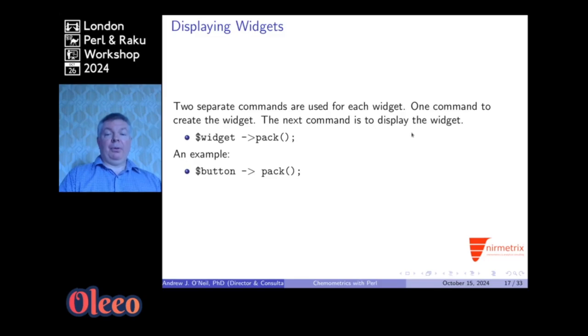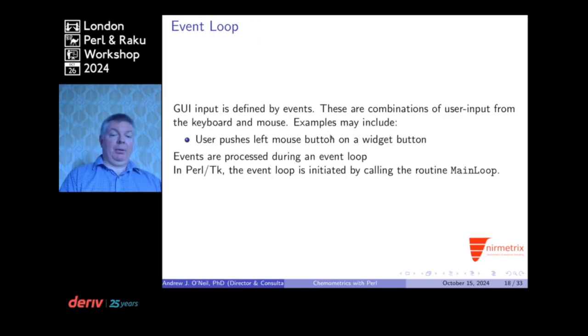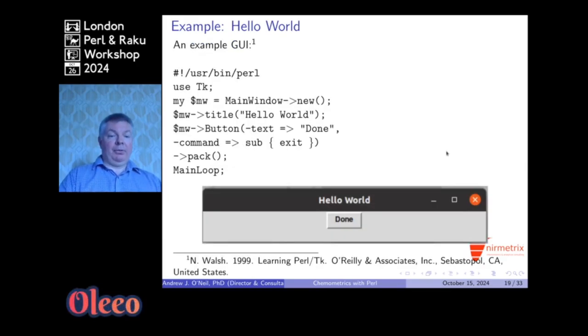There are two separate commands though for each widget. One creates the widget, but you also have another command to display a widget. So you tend to use pack, but I think there are other commands as well. But $widget->pack, and then for it to be displayed, you've got to have what's called an event loop. So GUI input is defined by events. It's a combination of user input from keyboard and the mouse, like pushing the left mouse button or moving the cursor, this pointer, around the screen. So in Perl/Tk, the event loop is initiated by calling the routine MainLoop. So here is a very simple example, which I've taken from the book by Walsh, Learning Perl/Tk, released back in 1999.